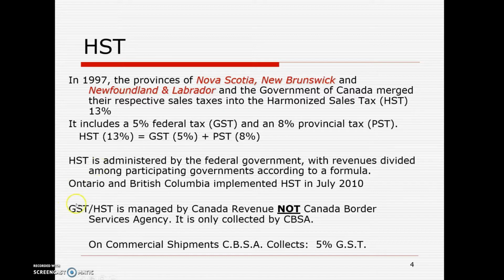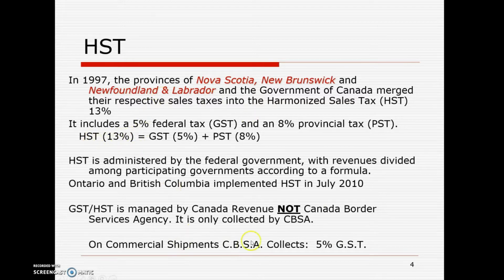Now, GST and HST is managed by the Canada Revenue Agency, not Canada Border Services Agency. I know we collect HST, but CBSA is only collecting GST, and they turn it over to the government. Now here's the important point I want you to remember here at the bottom. On commercial shipments, commercial importations, CBSA collects 5% GST, okay? The HST is not applied on commercial importations.